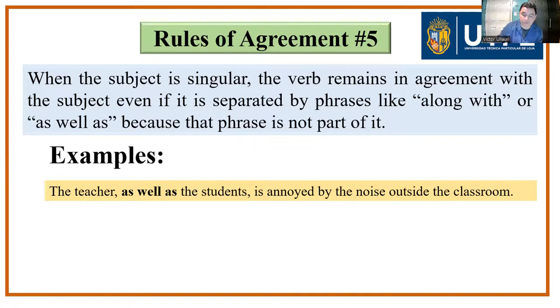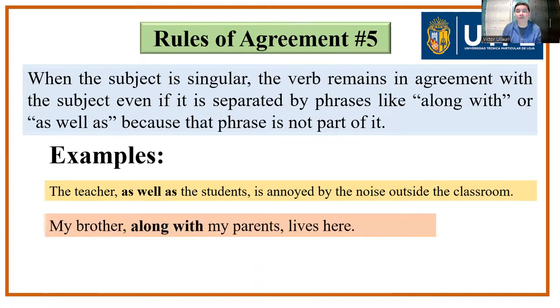Good. So yes, the verb remains singular because we're going by that subject. My brother, singular, along with my parents, lives here. Lives here because we're going by the subject. It is my brother, singular, along with my parents. That's the extra information we provided to the sentence. Lives here.